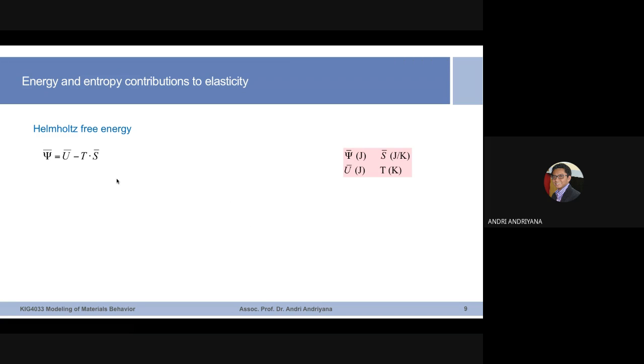Now, using this first law of thermodynamics combined with useful definitions of free energy, in the next slide, especially Helmholtz free energy, which, loosely speaking, is the portion of energy that can be converted into work. So if we focus more specifically on Helmholtz free energy, psi bar equals internal energy minus TS. So psi bar is energy, so the unit is joule. Internal energy is also energy, the unit is joule. Entropy S, the unit is joule per Kelvin, and the absolute temperature unit is Kelvin.